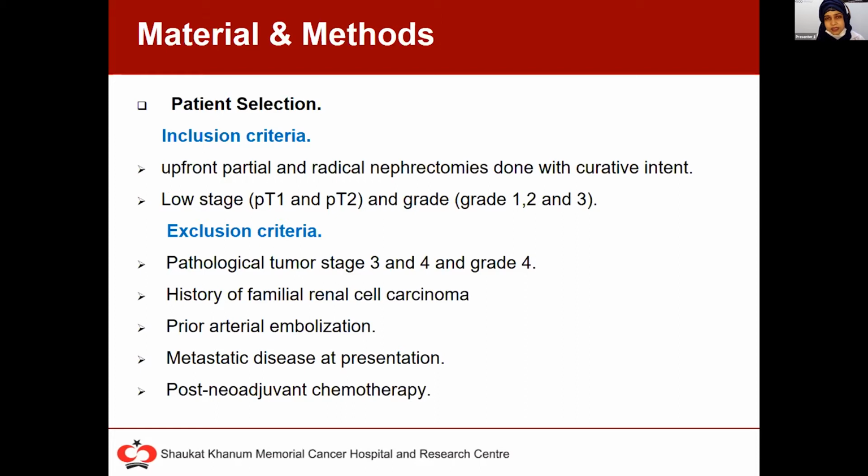Also, the tumors with stage 1, stage 2, and grade 1, 2, and 3 were included in the study. We excluded all the incisional biopsies and true-cut biopsies. Also, the cases with family history of clear cell renal cell carcinoma, prior arterial embolization, metastatic disease at presentation, and post-neoadjuvant chemotherapy were excluded from the study.